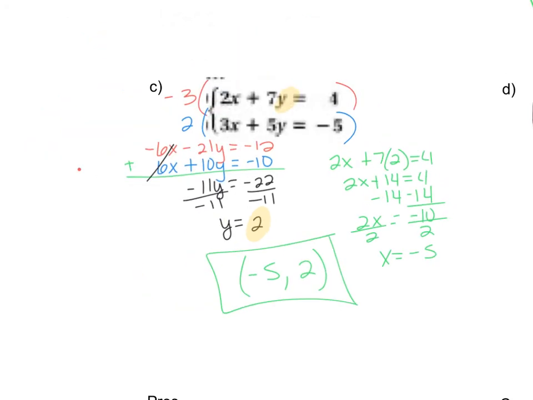So as you can see, some of these problems work out nicely, and you don't have to show all the work that you have to on substitution.